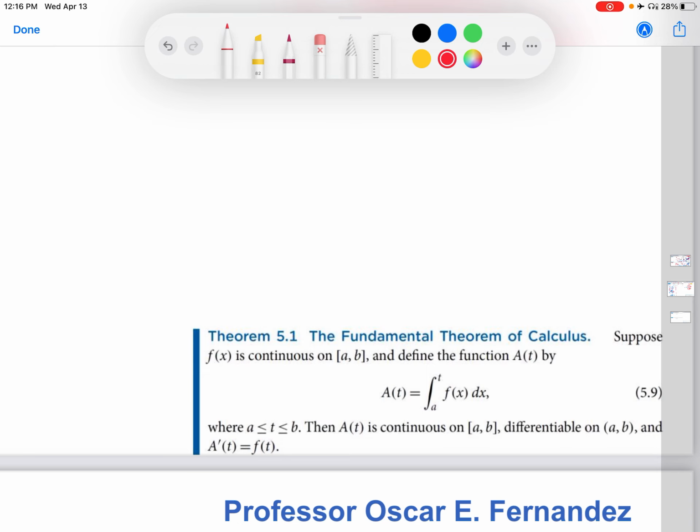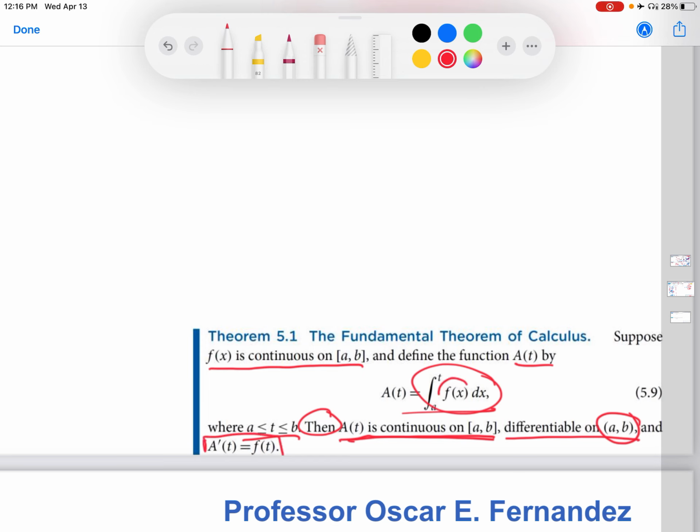It says, suppose that f of x is continuous on the closed interval a to b, okay, and define the function A of t by blah. I'll tell you and give you some insight into that in a minute. Where t is between a and b, could be a, could be b. Then, conclusion, A of t is continuous on a comma b. Pretty cool, because this is a definite integral that is now being made into a continuous function. That's cool. It's also differentiable on the open interval. Hey, so not just continuous, but also differentiable. And we know what its derivative is. It is equal to the f of x function in here, otherwise known as the integrand.